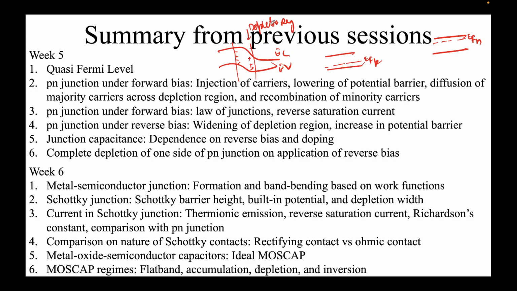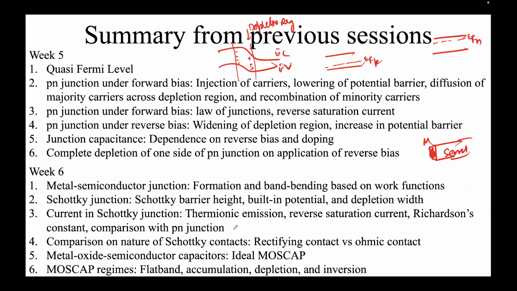Finally we saw the second flavor of devices, which is the metal-semiconductor junction, wherein on one side it's metal, so this is your metal, and this side it's semiconductor. We saw this is also known, by the way, as a Schottky junction, and the bands are bending based on the work function. The work function is the distance between your Fermi level and the vacuum level. Okay, and the depletion width again comes into the picture.